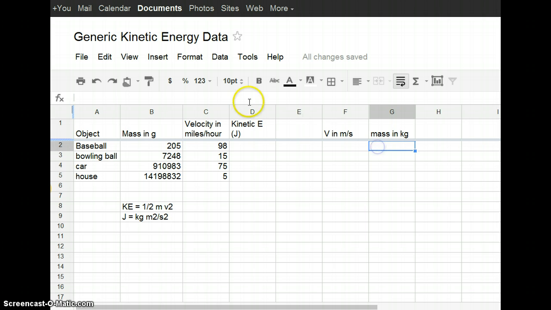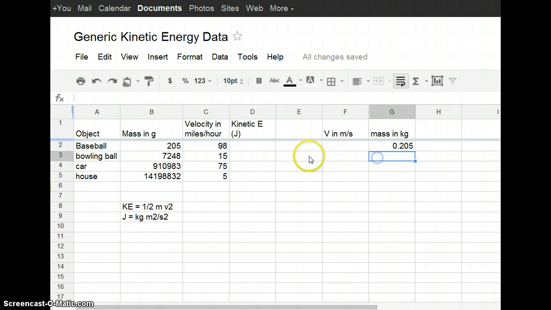So what I'm going to do is go into this cell, go up here to the f of x bar. Again, in Microsoft Excel, it's very similar. I'm going to put equals, and I want whatever's in this cell. So this cell is B2. If I click on this cell, after I put an equal sign, notice now it says B2. I want to take everything that's in B2, so I go back up here and type divided by 1,000, and hit enter. And so now, the mass here in kilograms is 0.205, but if I click on the cell, it's not 0.205, it's a formula, B2 divided by 1,000.